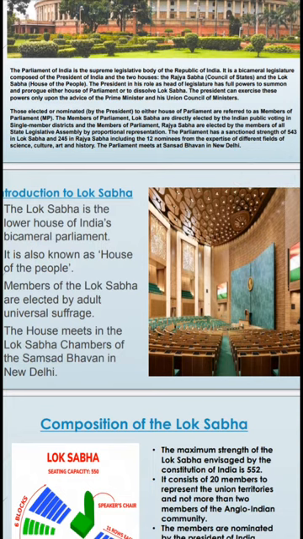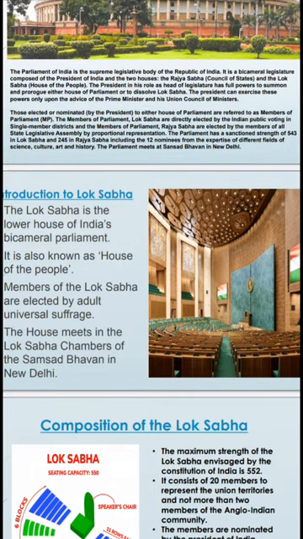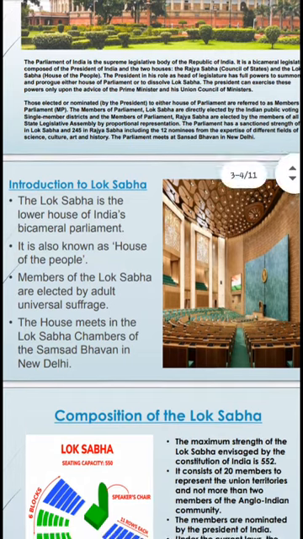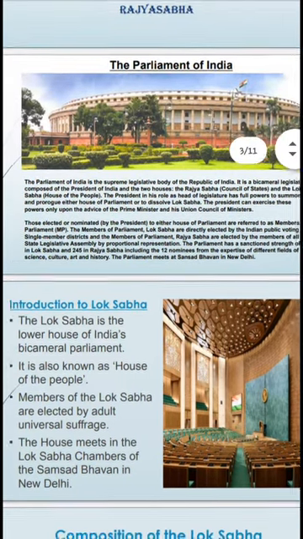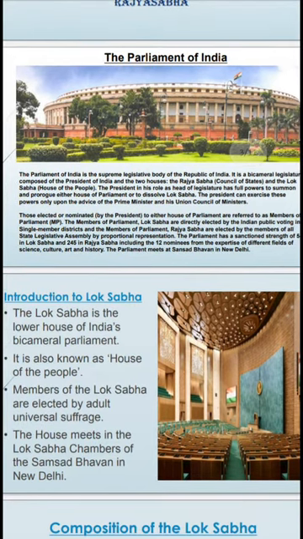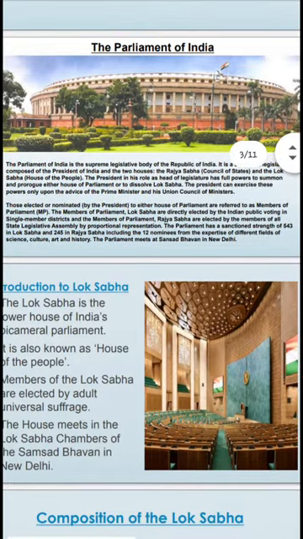The Parliament has a sanctioned strength of 543 in Lok Sabha and 245 in Rajya Sabha, including the 12 nominees from the expertise of different fields of science, culture, art and history. The Parliament meets at Sansad Bhavan in New Delhi. Now this slide is over. As I told, you can take a screenshot from this slide, and I am assuring you, it will really help you in your study of the civics chapter.